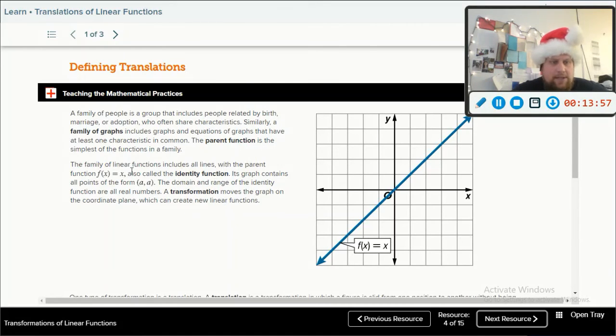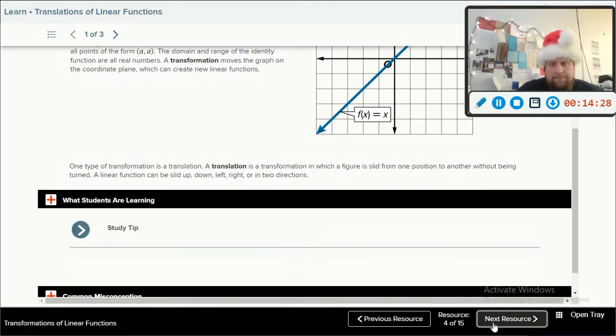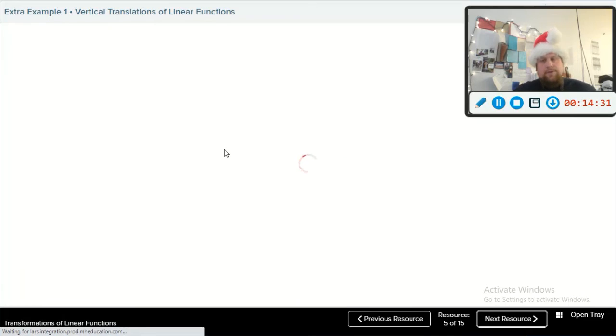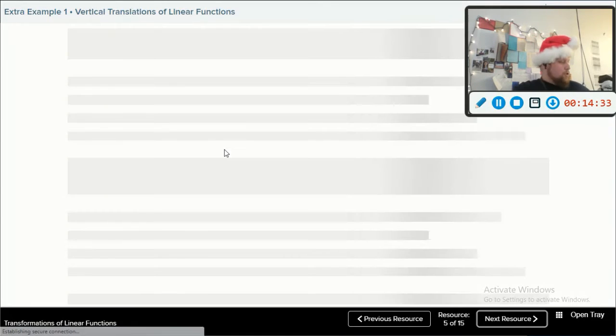The identity, which is also called the identity function. Its graph contains all points in the form (a, a). So they're all the same, right? (1, 1), (2, 2), (3, 3), (negative 1, negative 1), (negative 2, negative 2), right? All the same. The domain and range of the identity function are all real numbers. So the domain and range of this, all the possible x and all the possible y, is all real numbers. A transformation is going to move the graph on the coordinate plane, creating new linear functions. So let's get into that. Okay. Here we go. It's a nice little example. So look at your notes to help you.